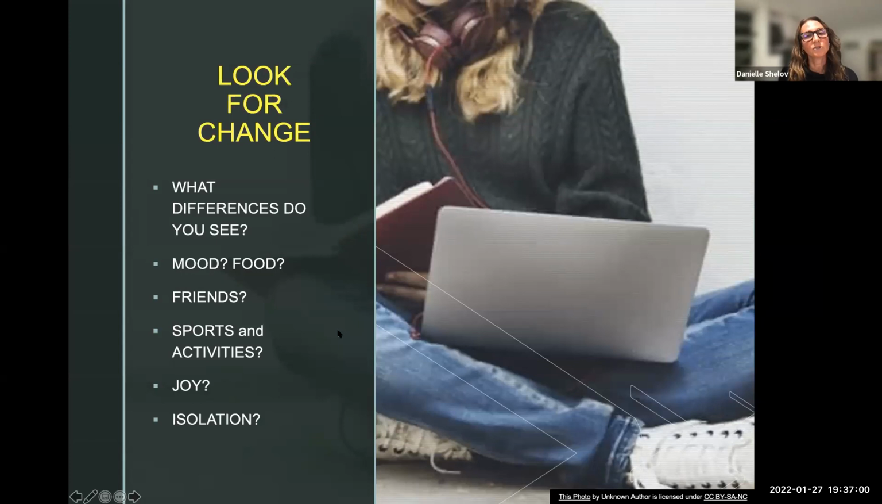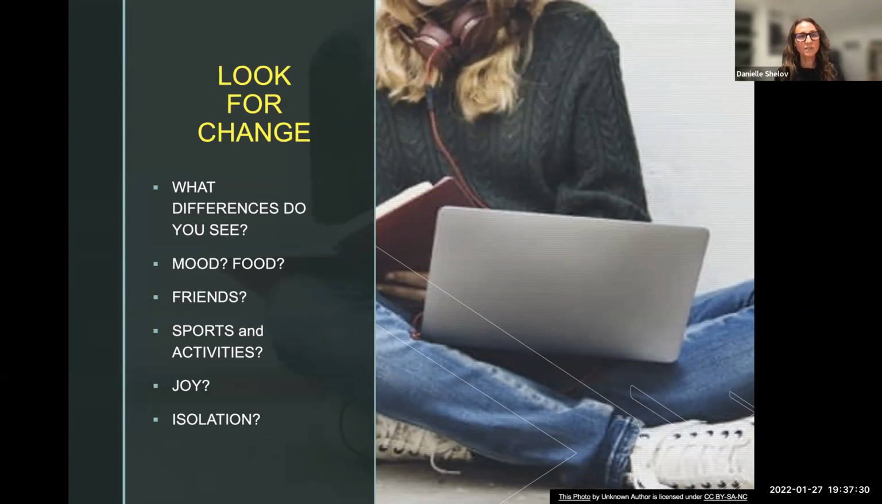And the biggest thing, and by the way, this is not just eating disorders, this is for all types of anxiety disorders: look for change. Right? Like if you have always had a happy-go-lucky kid and over the course of 6 months you notice a significant difference, then you want to start to ask questions, right? Don't just let it go because they're hard to talk to or they're irritable, right? Look at their mood, look at their food, look at their friendship circles.